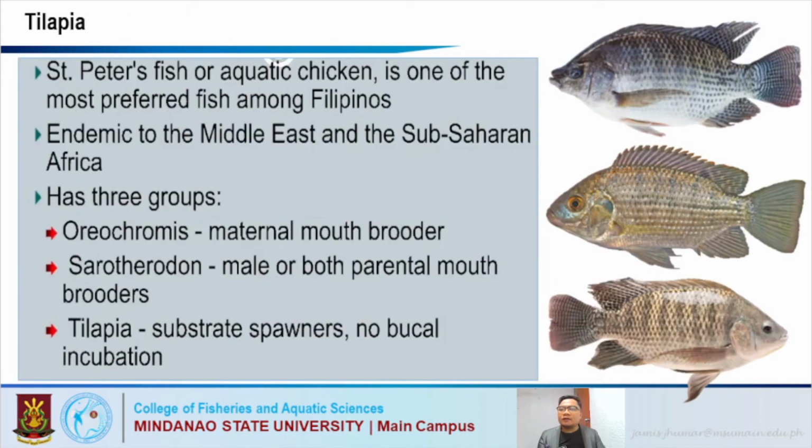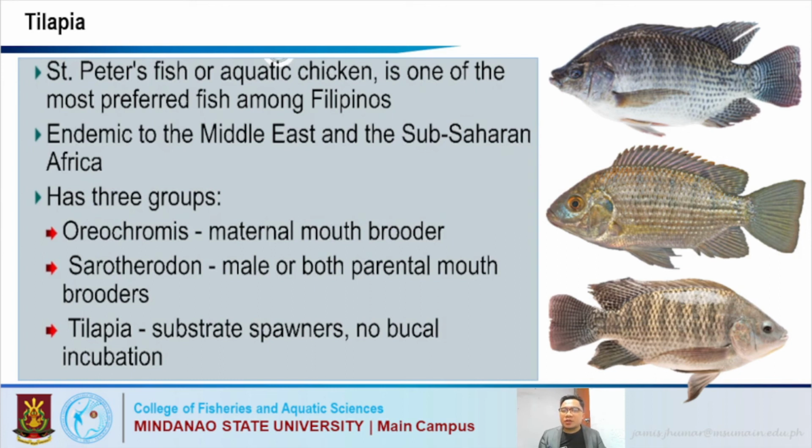And then here we have the very familiar tilapia, also known as the St. Peter's fish or the aquatic chicken. The reason why it is called the aquatic chicken is because this type of species does not need a very tedious way of aquaculture management. They are considered sturdy, so you just have to leave them around and then throw food at them sometimes or oftentimes. So they are considered the aquatic chicken in the aquaculture industry.